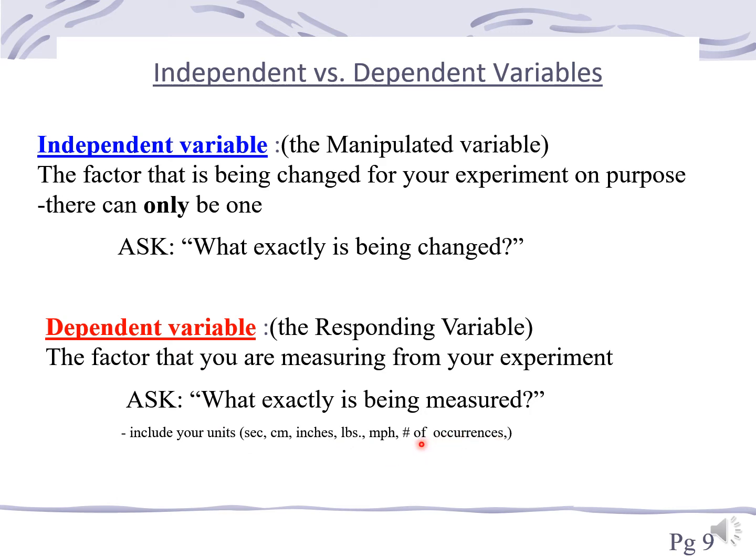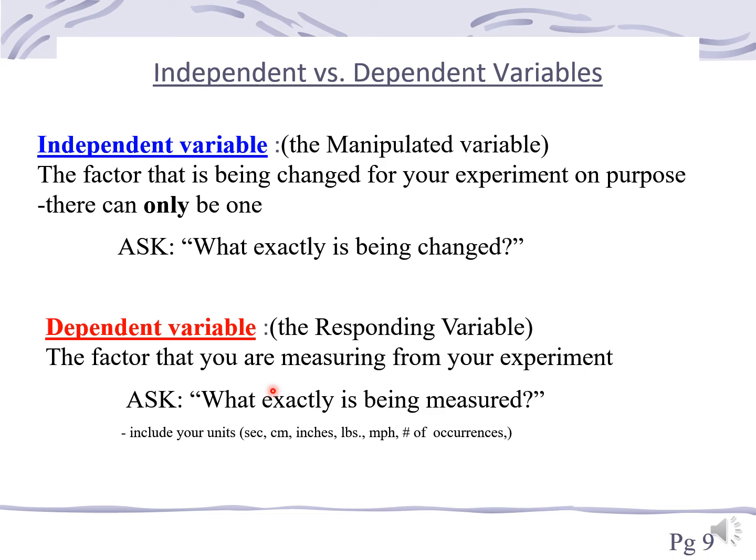Technically, that's not a unit, but that can occasionally happen. How often did something occur in a given time span? Miles per hour, that's a speed. So what exactly are you measuring from your experiment? Be specific. The more specific you can be, the better off you are. So if you're measuring speed, tell the units.